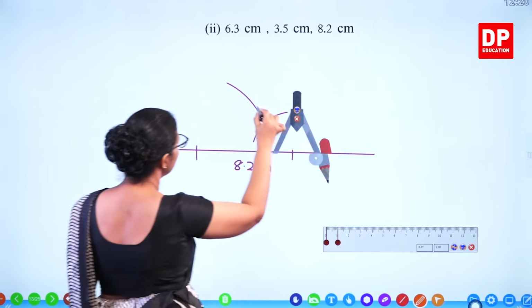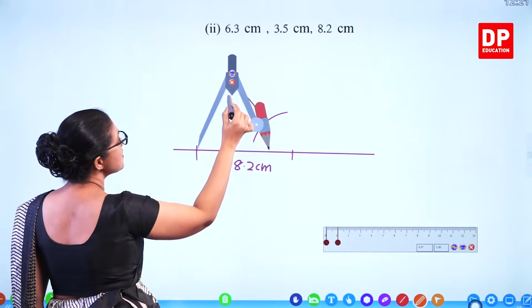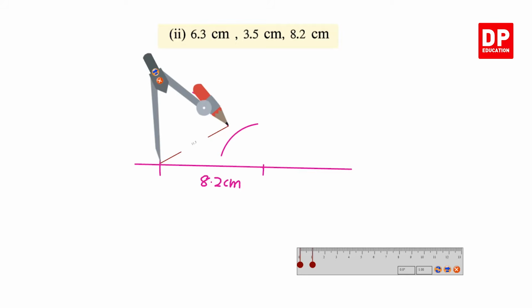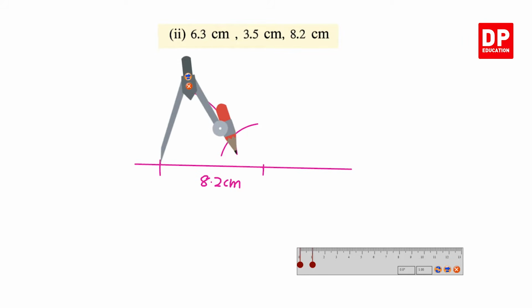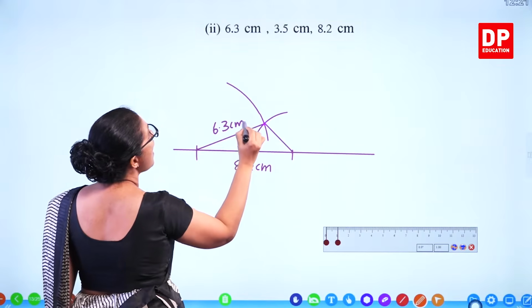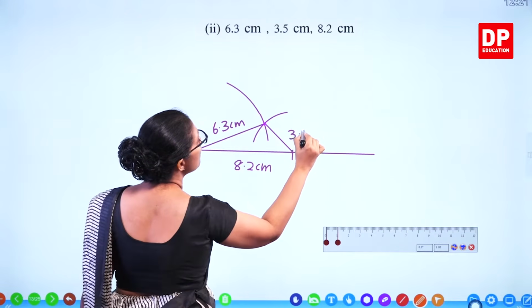6.3. So I have to extend this arc. Now we can continue drawing. So now we get the intersecting point. We can connect with a ruler. So this point with this and here with this. So this is the triangle. This side is 6.3 centimeters and this side is 3.5 centimeters.